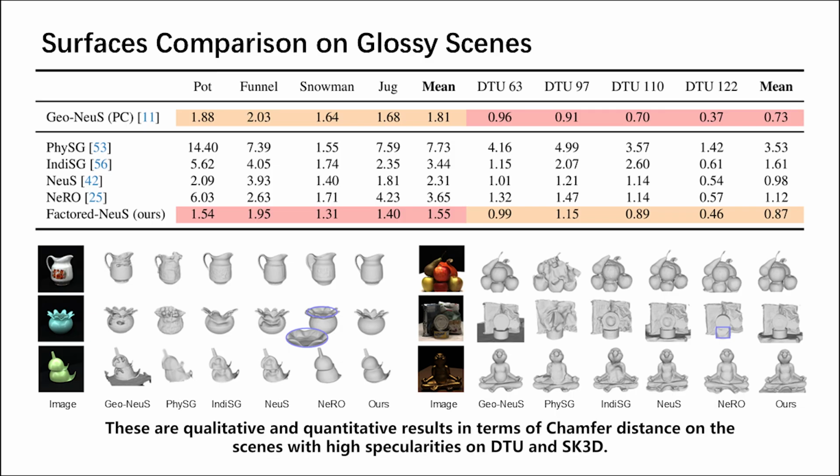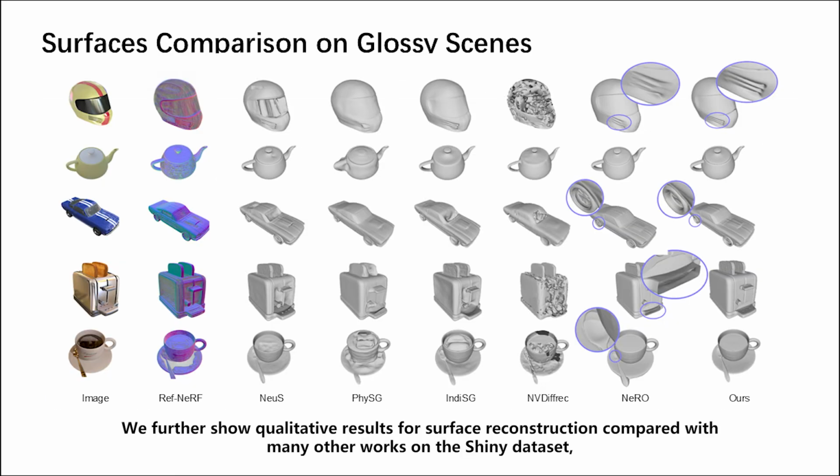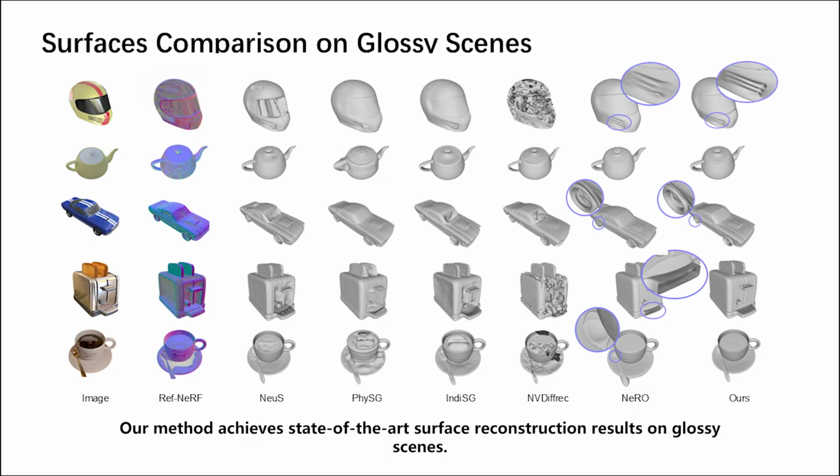These are qualitative and quantitative results in terms of chamfer distance on the scenes with high specularities on DTU and SK3D. Red and orange indicate the best and second best algorithms. We further show qualitative results for surface reconstruction compared with many other works on the Shiny dataset, which is a synthetic dataset with glossy surfaces. Our method achieves state-of-the-art surface reconstruction results on glossy scenes.